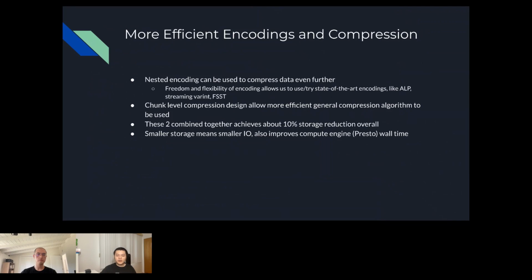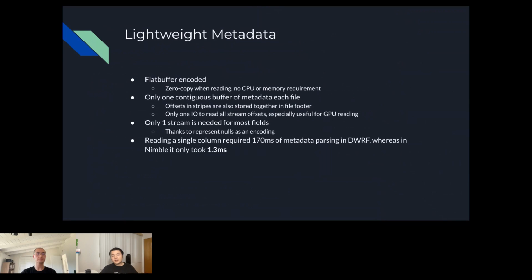With less data stored, that means less data transferred when we read it, and that improved, from the point of view of the computing engine, our efficiency and wall time as well. Another advantage of Nimble is on the metadata aspect that Jialiang also mentioned. We use flat buffers, so that's zero copy when we're reading it, and no overhead at all: no decompression, no CPU, not even a memory copy of the decoded data. So that's a very, very low footprint when we read metadata.